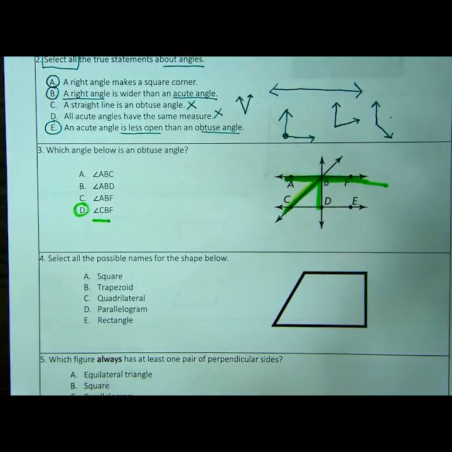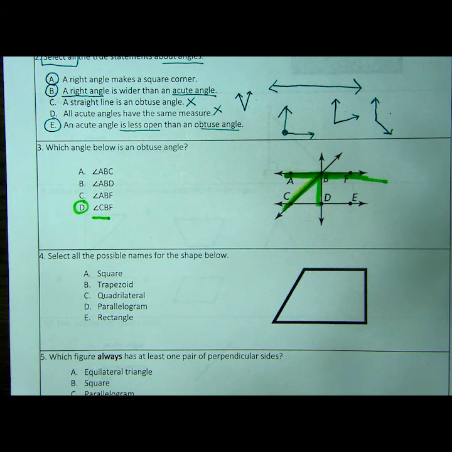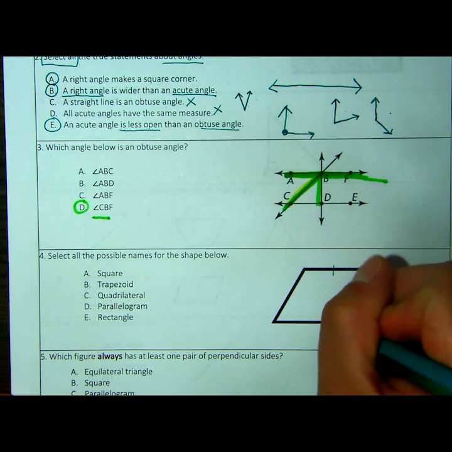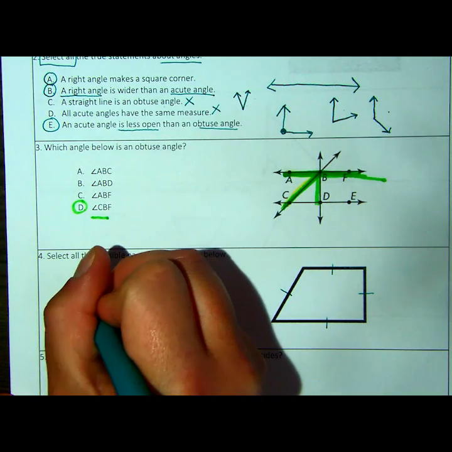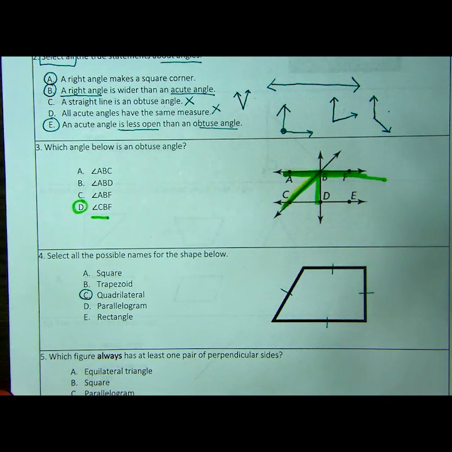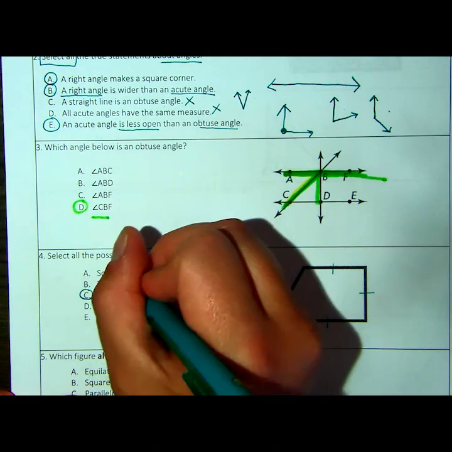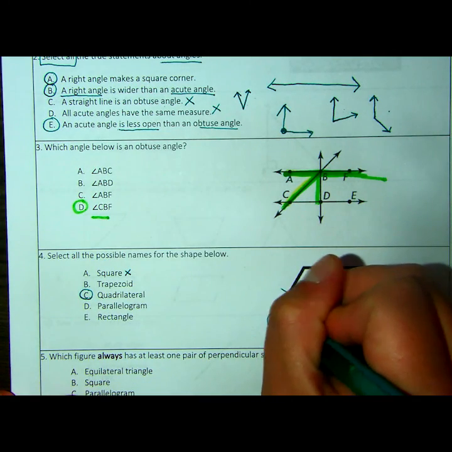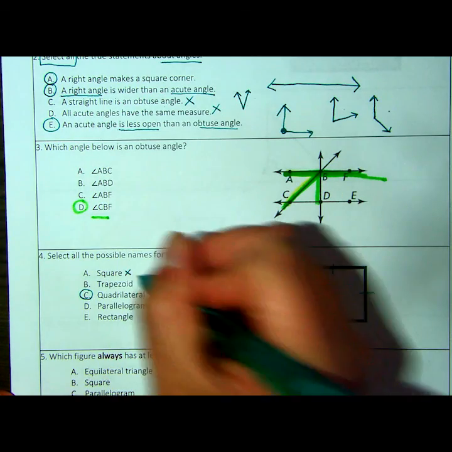Select all the possible names for the shape below. Well, right away I'm thinking, I know it's a quadrilateral because it has 4 sides. So C is correct. Now, is this a square? Squares have all 4 right angles, and this is not a right angle, so right away I know that this is not a square.